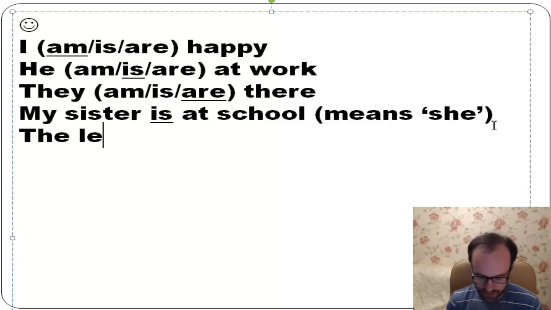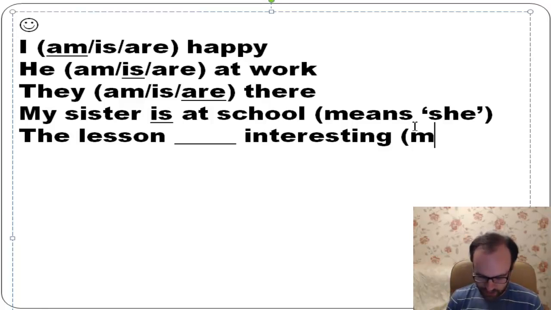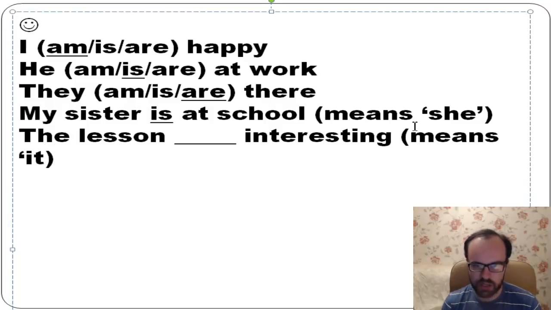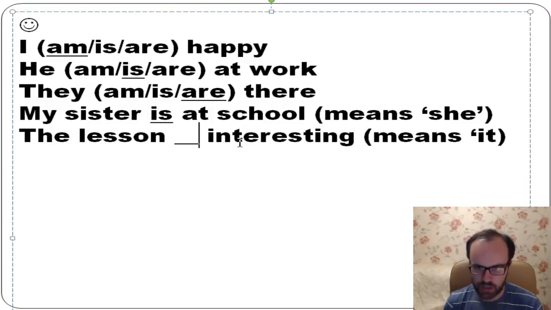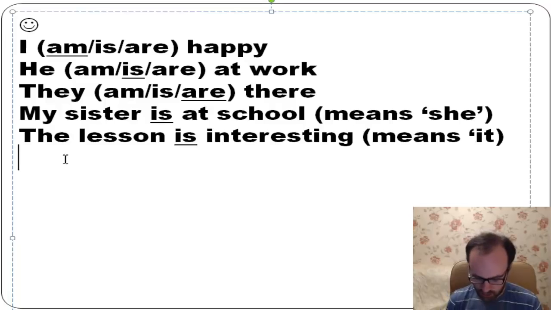Next, the lesson interesting. So the lesson, what is it? He, they, we, it. The lesson means it. It is. So the lesson is interesting. Good.